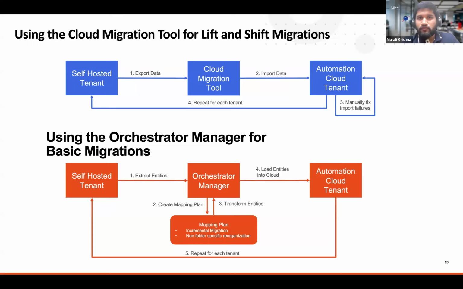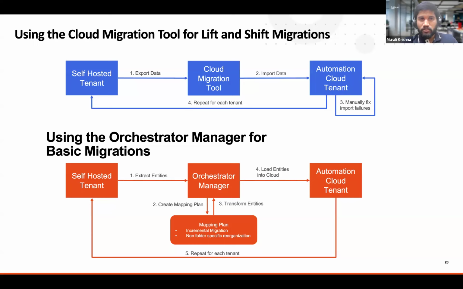If a customer has multiple tenants, they have to repeat this process on a tenant basis. Let's say they have completed the default tenant and imported it to automation cloud. They have to create one more tenant in the automation cloud and repeat the approach. There are certain parameters or entities which might fail the migration, which you need to do manually after completing the successful migration of entities. So that is one, lift and shift migration.